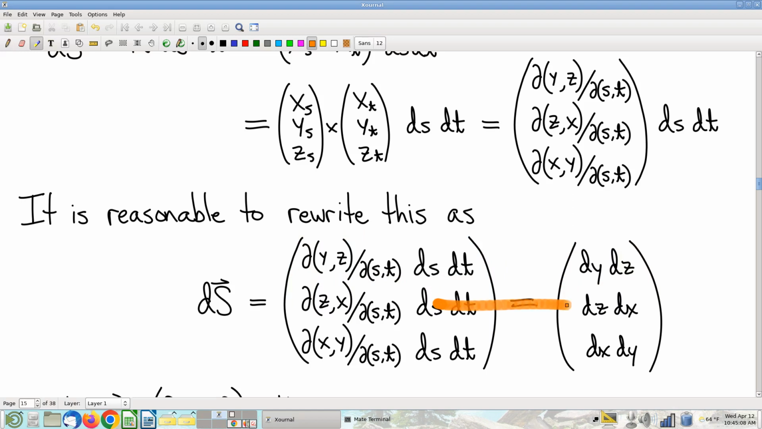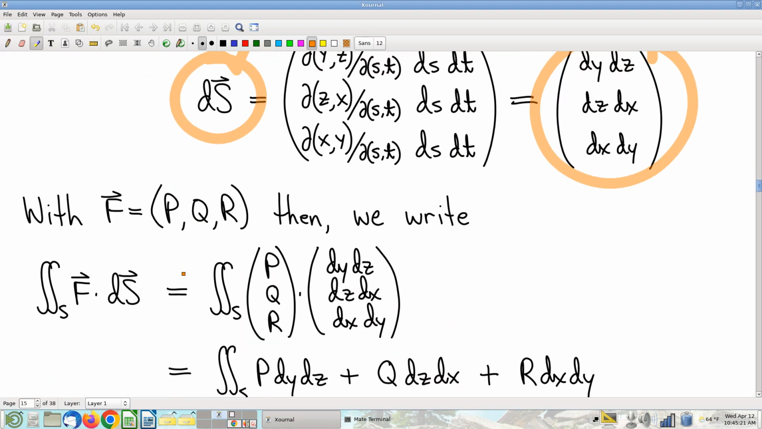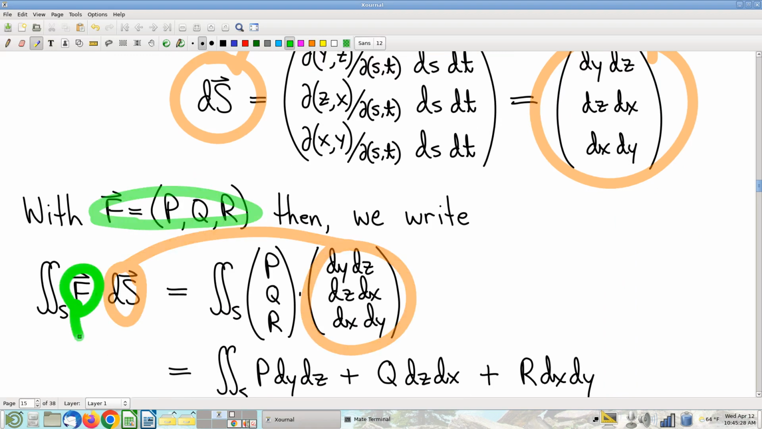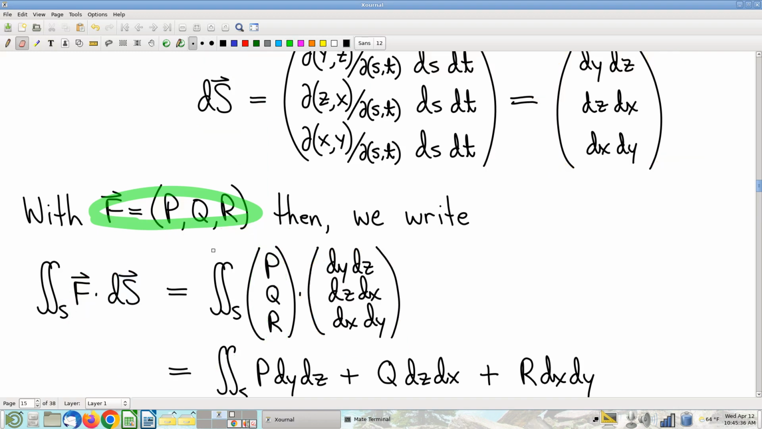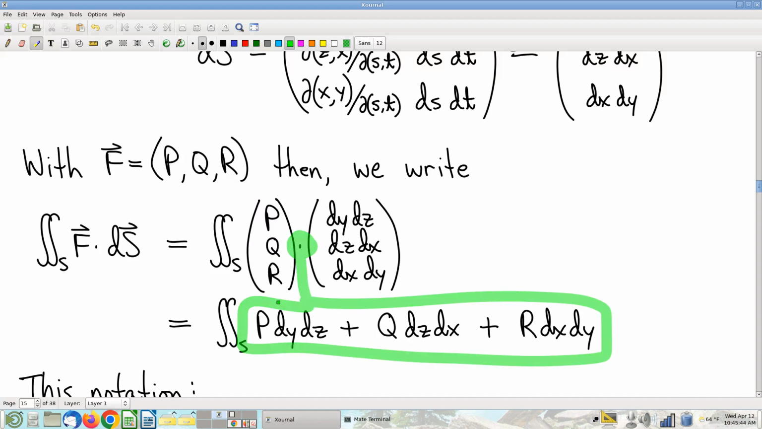So likewise, this is that, and this is that. And what we've got then is an alternative notation for our vector surface differential, ds vector. Okay, so what? Well, if you write that down, and then if you recall that our vector field also has coordinates, again typically P, Q, R, then notice you get a dot product that you can just literally crank out. I suggest you should write this down.